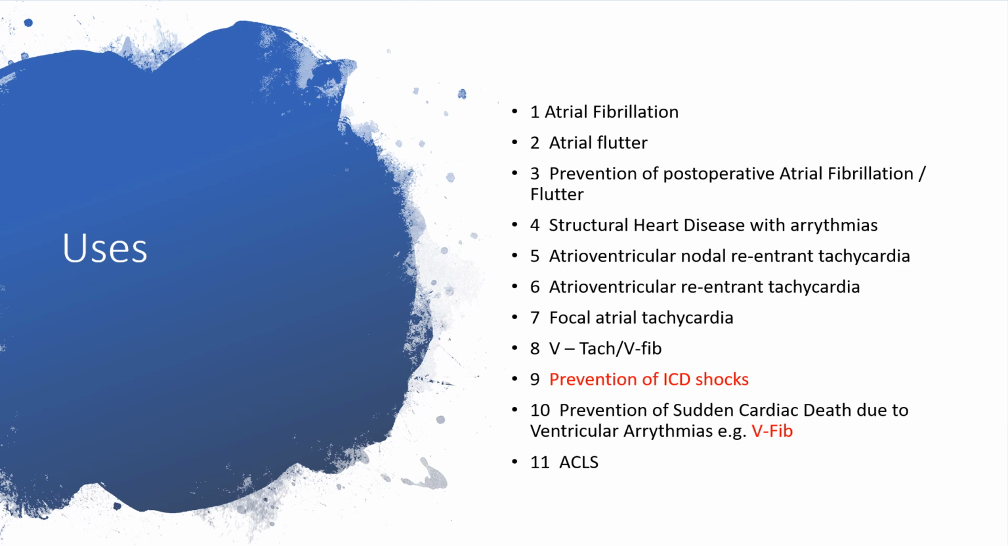Now, note this. In anyone with an implantable cardioverter defibrillator and having recurrent shocks, if you want to prevent that, you use amiodarone. So amiodarone is useful in prevention of implantable cardioverter defibrillator shock. Also in prevention of sudden cardiac death due to ventricular arrhythmia, for example, ventricular fibrillation. Also useful in advanced cardiac life support.